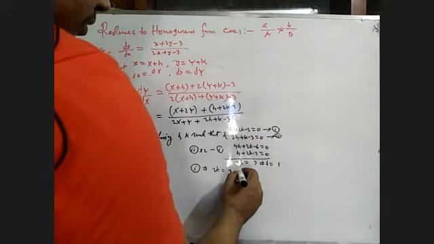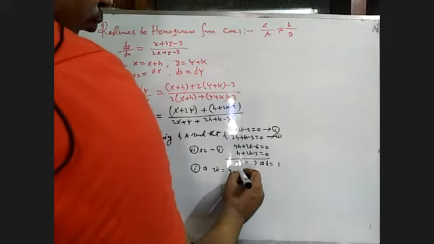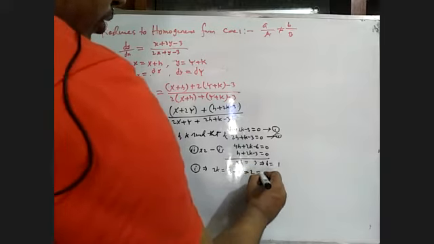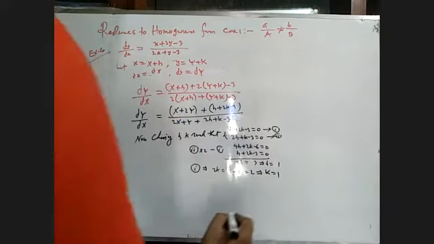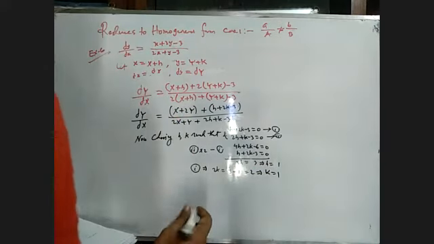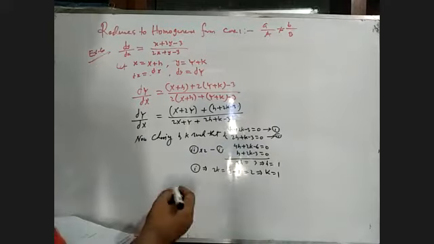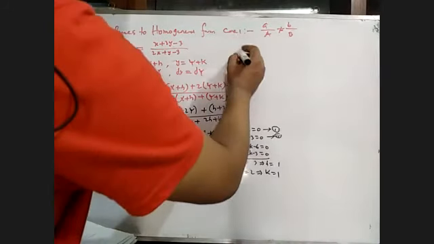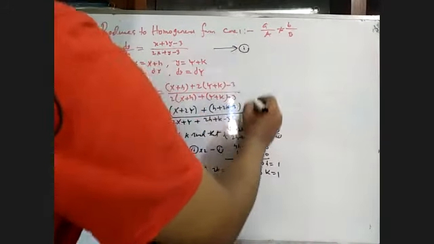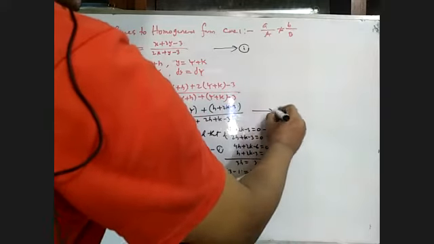3 minus 2k equals 3 minus 1, which equals 2. So k equals 1. That means h and k will be 1. So this is equation number 1, the given equation, and this is the reduced equation.